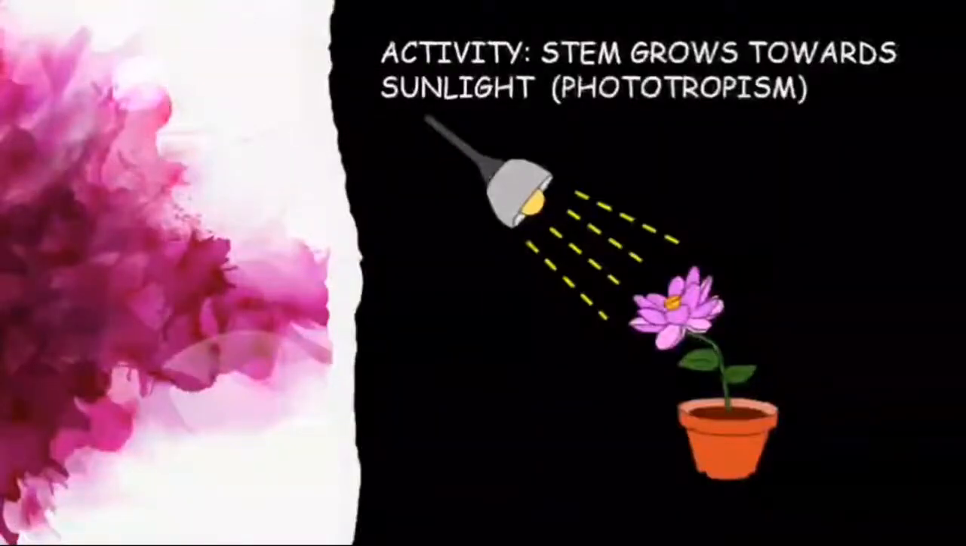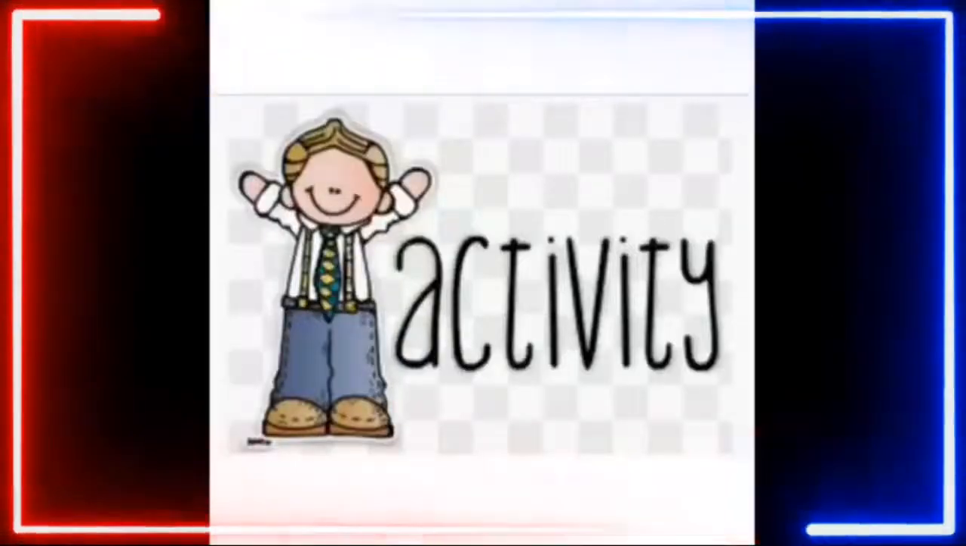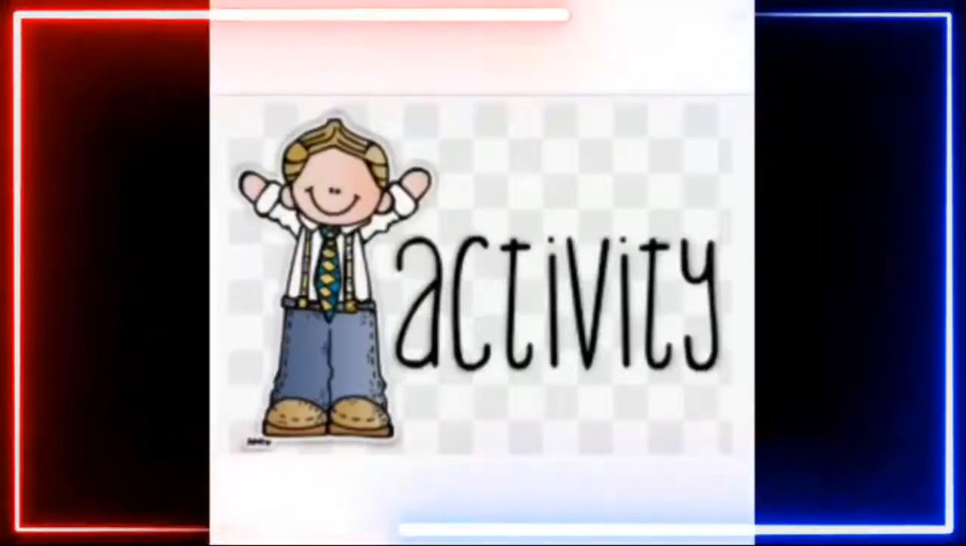Now let's begin with an activity. The activity is: stem grows towards the sunlight. Let's start with an activity to show the stem moves towards the sunlight. For this you need a shoe box, and we have to place 2 cardboard pieces and fix them with the help of glue or cello tape. Now after that you have to make a hole on the other side of the shoe box, and you can cover that hole with transparent cello tape.